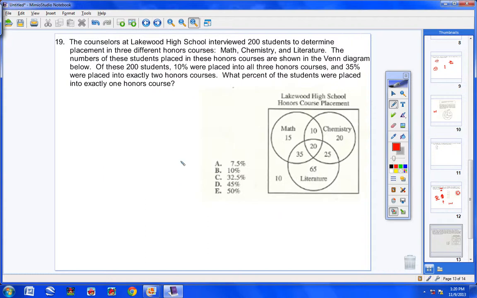Okay, number 19. The counselors at Lakewood High School interviewed 200 students to determine placement in 3 different honors courses: math, chemistry, and literature. The number of these students placed in these honors courses are shown in the Venn diagram below. Of these 200 students, 10% were placed in all 3 honors courses, 35% were placed in 2. What percent of the students were placed in exactly 1 honors course?